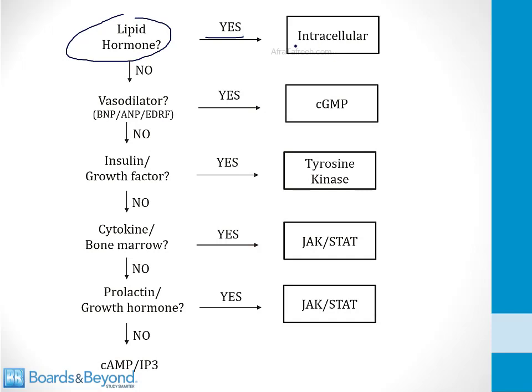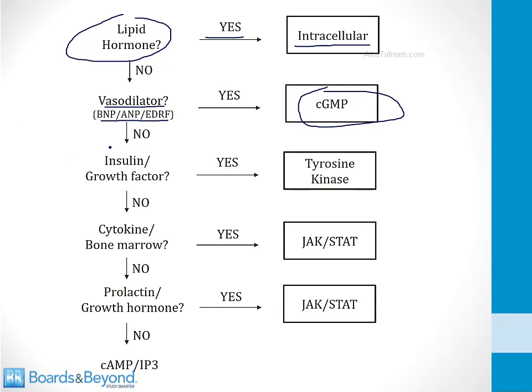They all function by binding to intracellular receptors. They have none of that complicated stuff like tyrosine kinase receptors, G protein, second messengers. None of that is involved. The next question to ask is whether the hormone is one of that small group of vasodilators, BNP, ANP, or nitric oxide. If yes, then it is one of the few that use a cyclic GMP system.